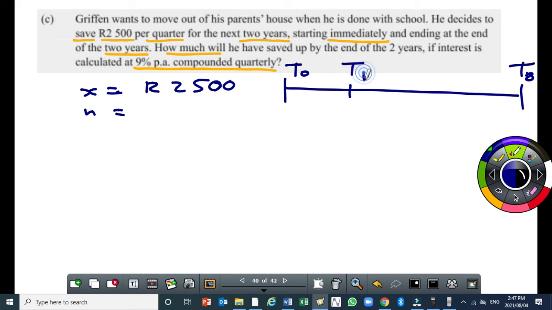The first payment is made here at T0 because the question says he started saving immediately, which means on the day that the paperwork is signed and the agreement is done, that's when you put some money. So the first payment is here, and the last payment is made at the end of the 2 years. So our N is going to be 8 plus 1, which is 9, because T0 is included. T0 is when the person deposits money immediately.